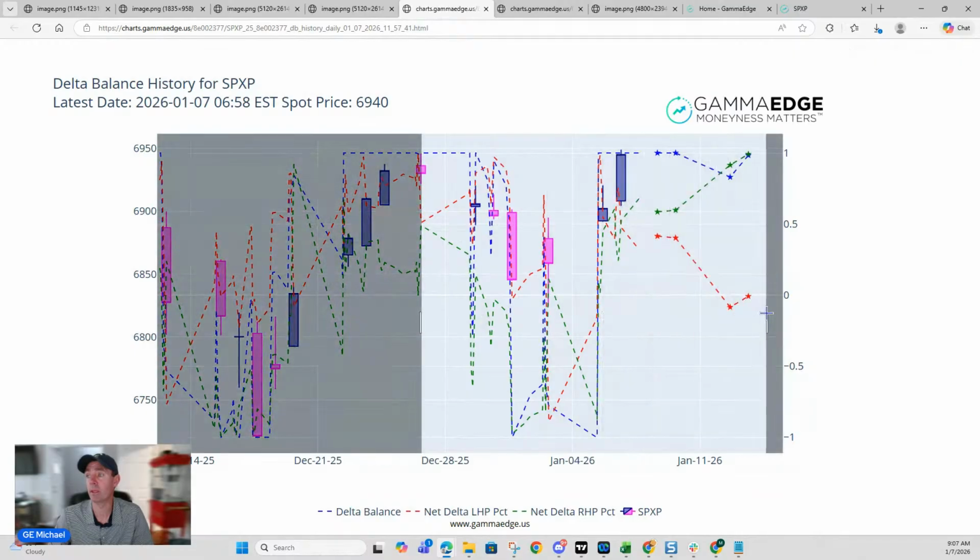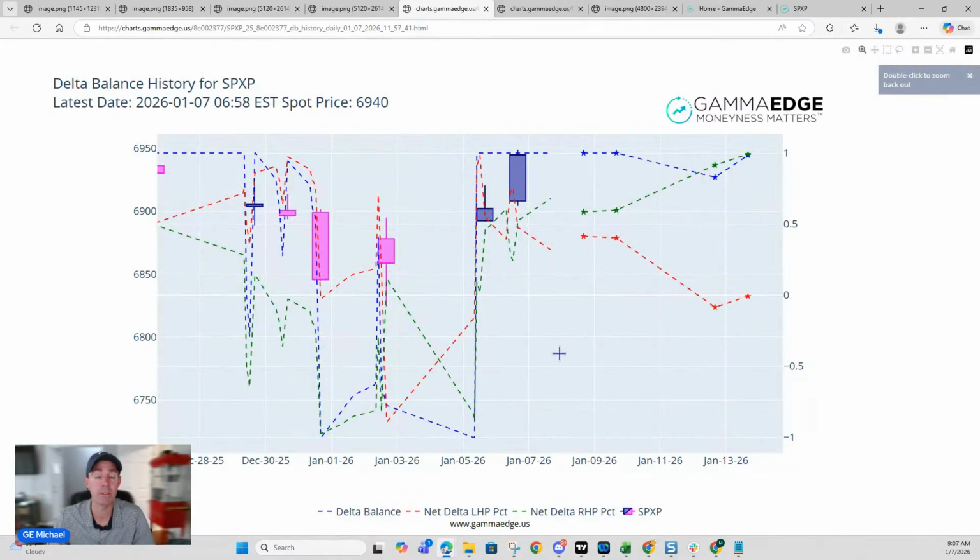Again, we separate the structure into right-hand plane and left-hand plane. So your right-hand plane is your above spot price. That's your out of the money call speculation, as well as in the money puts. And that is denoted by the green dotted line. And then your left-hand plane is your in the money calls below spot price, which we've already discussed, as well as out of the money put hedging.